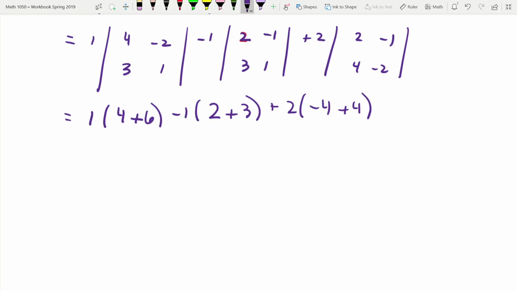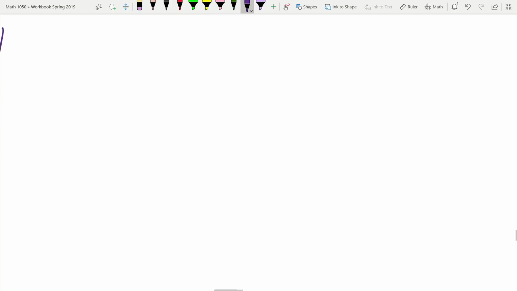At that point right there, I would just put it in my calculator, okay? So you're going to go 1 parenthesis, 4 plus 6, close it, minus 1 parenthesis, 2 plus 3, close it, plus 2 parenthesis, negative 4 plus 4, close it, and I get D is 5, okay? Now I'm going to do that 3 more times.